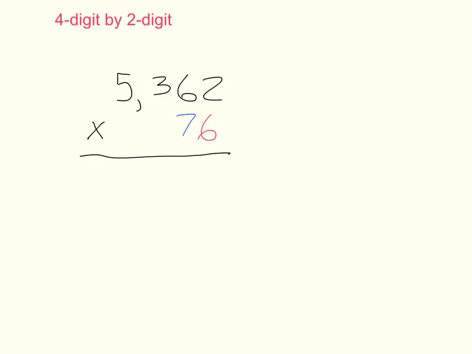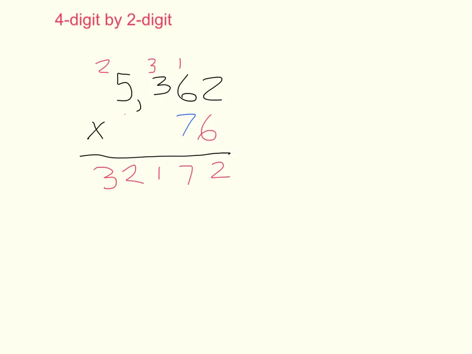A 4-digit by a 2-digit isn't any different, it's just longer. So let's start by multiplying the 5,362 by 6. 2 times 6 is 12, carry my 1. 6 times 6 is 36, plus 1 is 37. 3 times 6 is 18, plus 3 is 21. 5 times 6 is 30, plus 2 is 32.